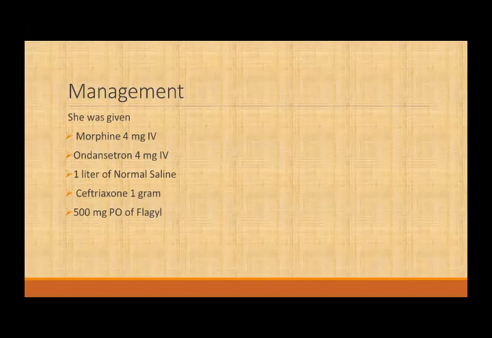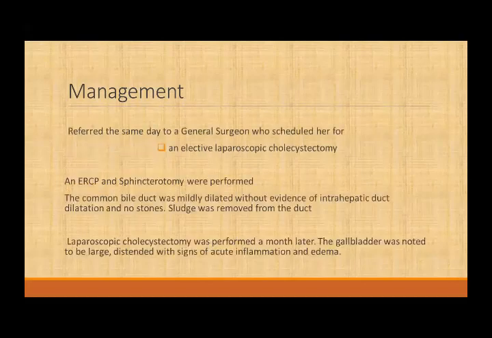These patients do have dehydration. She was given third generation antibiotics and Flagyl, metronidazole. Metronidazole was probably given because of the abdominal source of infection. So management continues. We refer the patient, and she was scheduled for an elective laparoscopic cholecystectomy. An ERCP and sphincterotomy was performed as well. The common duct was widely dilated without evidence of intrahepatic dilatation and no stones.